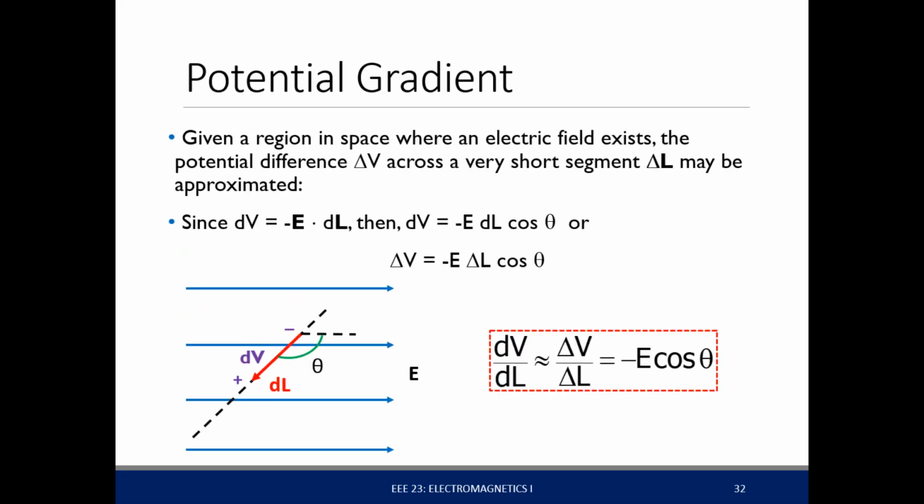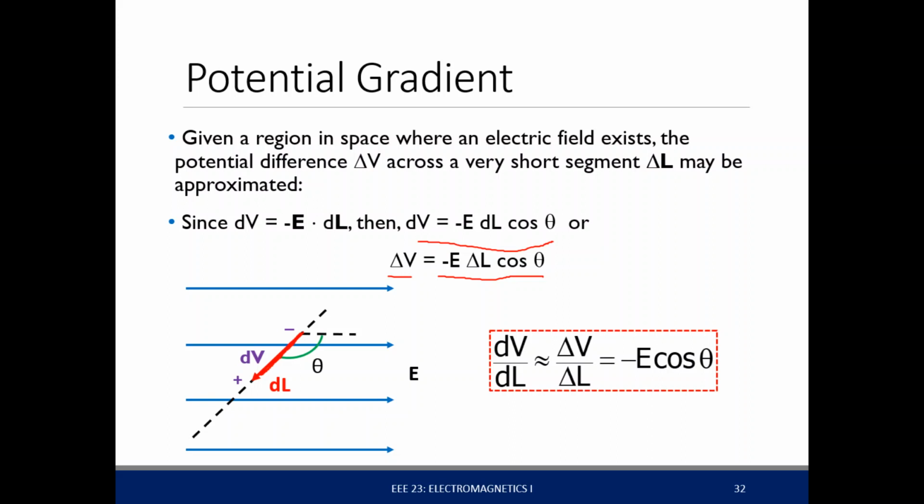So consider then a region in space where an electric field exists. The potential delta V across a very short segment, delta L, on this segment right here, may be approximated by this equation right here. Okay? So your differential voltage is equal to negative E dl cosine theta, where theta is the angle between the electric field and your path. Okay? So your delta V is equal to negative E delta L cosine theta.